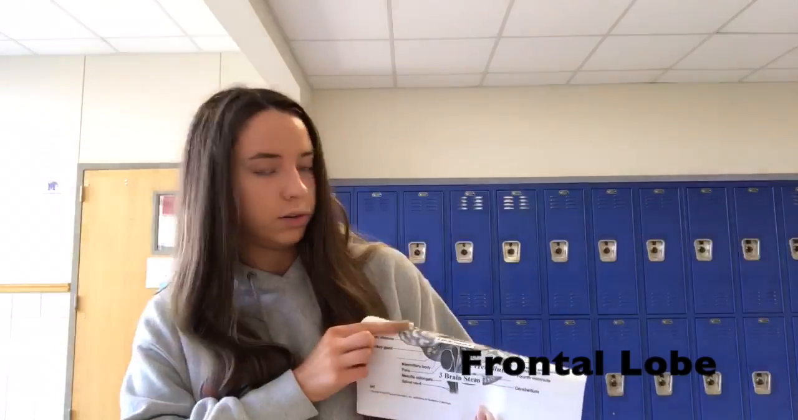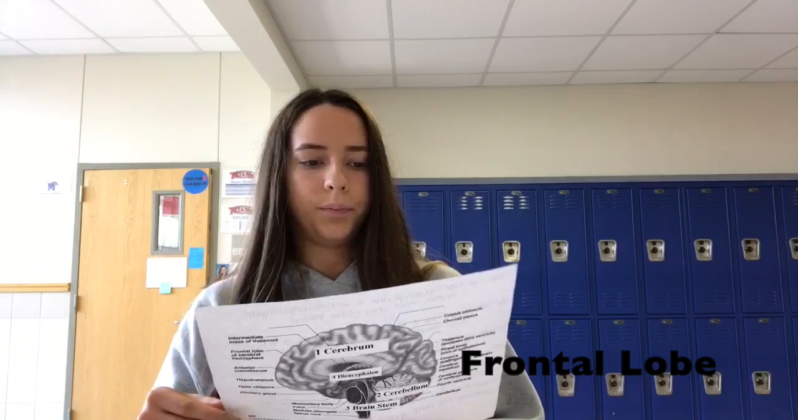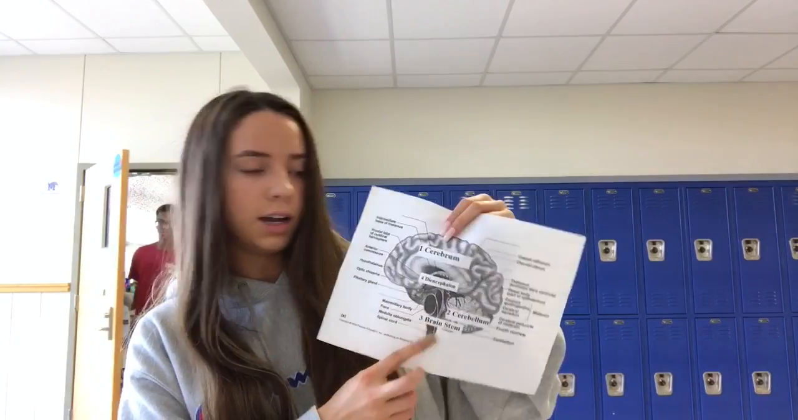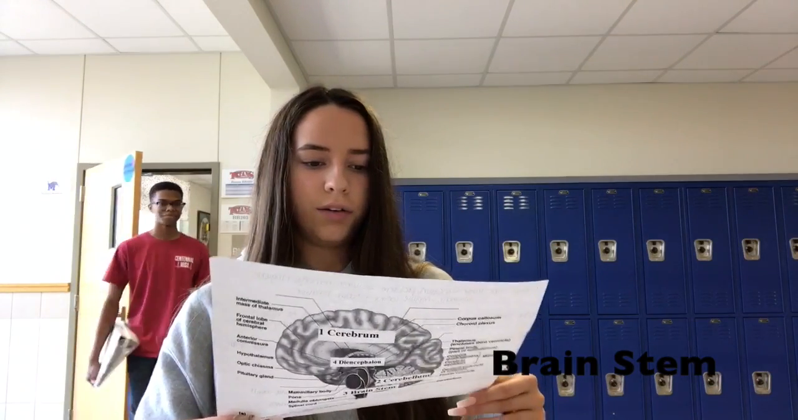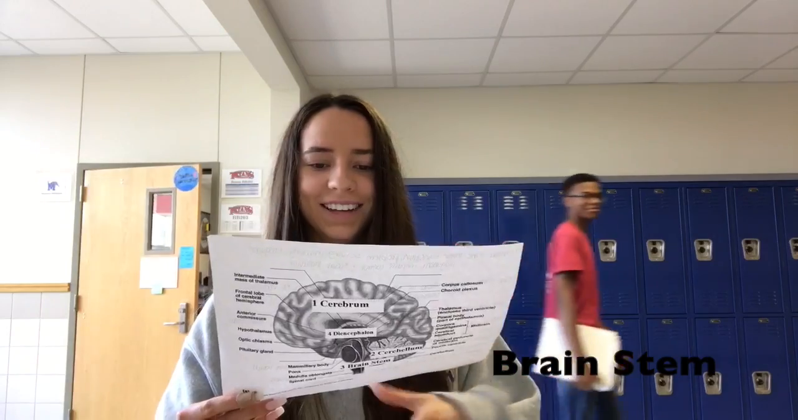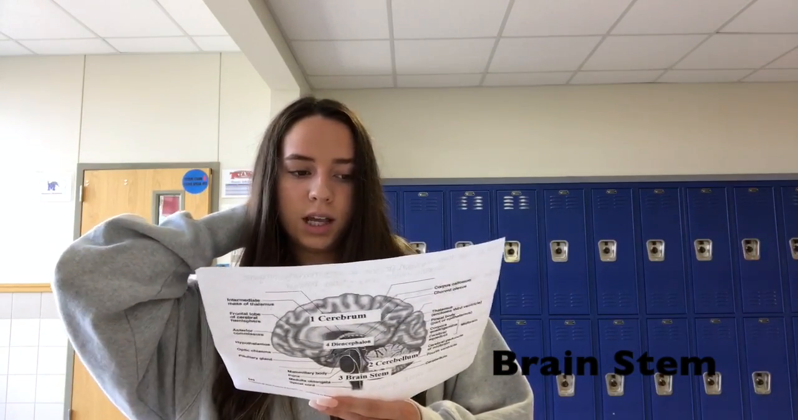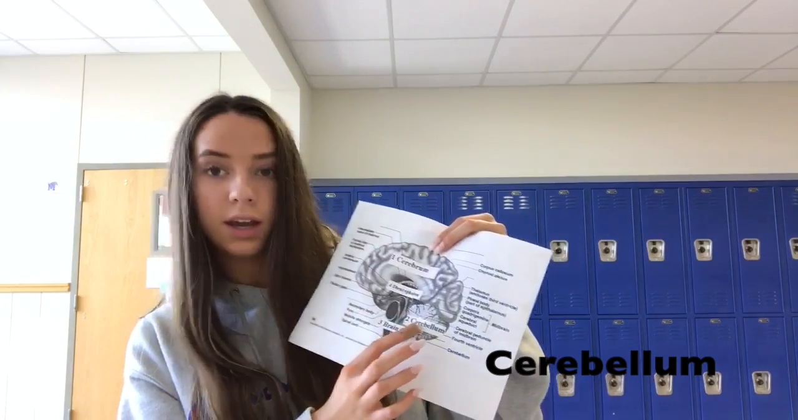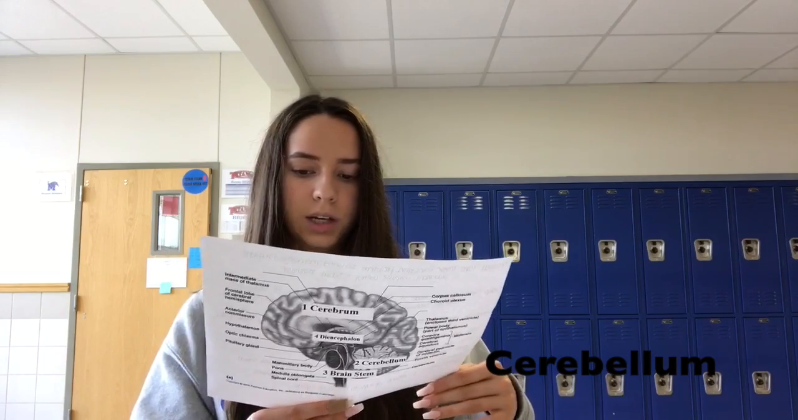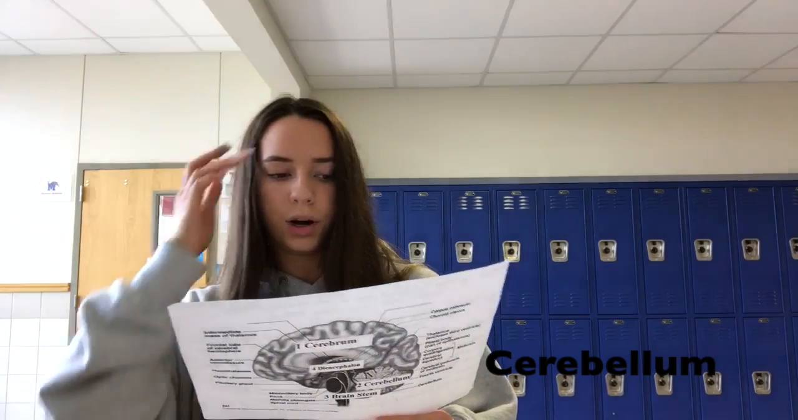Okay, so first we have the frontal lobe, which is right here. Its function is problem solving, memory, language, judgment, impulse control, and social behavior. And then we have the brain stem, which is right here, and it controls flow of messages between the brain and the rest of the body, plus controls breathing, swallowing, heart rate, blood pressure, and consciousness. And then we have the cerebellum, which is right here. It coordinates posture, balance, coordination, speech, and receives info from the spinal cord and other parts of the brain.